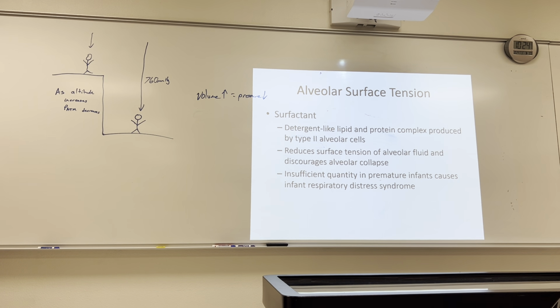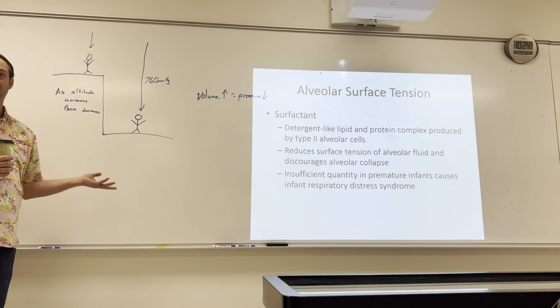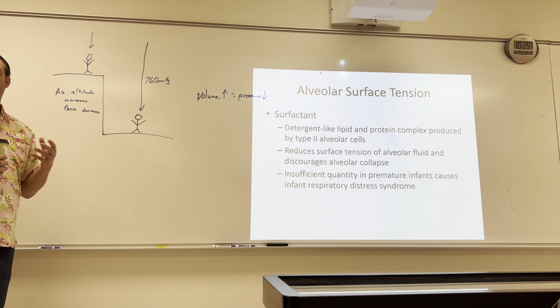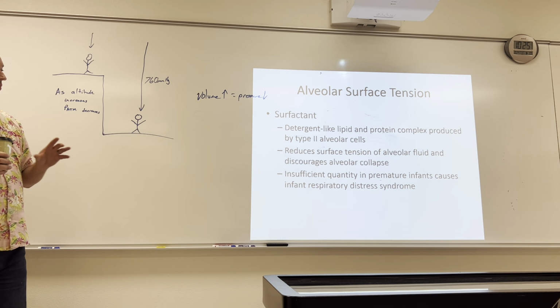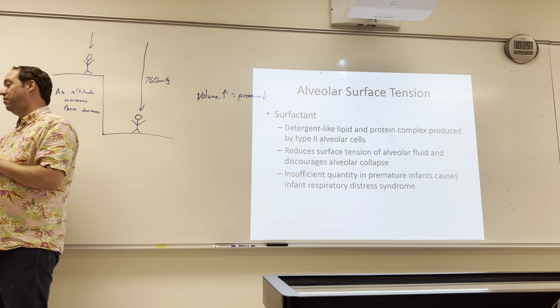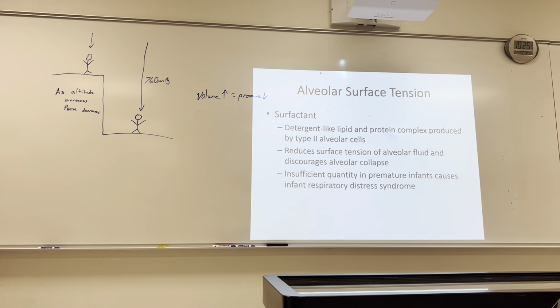Surfactant starts being produced about the last 2 weeks of development. So here in a premature infant, we see infant respiratory distress, where they're not making surfactant, and the lungs don't want to inflate. We can treat this with synthetic surfactant. If you know you're delivering early, you give steroids to cause that production of surfactant. This surfactant production is also going to be important in labor. We'll talk about that when we get to reproduction.